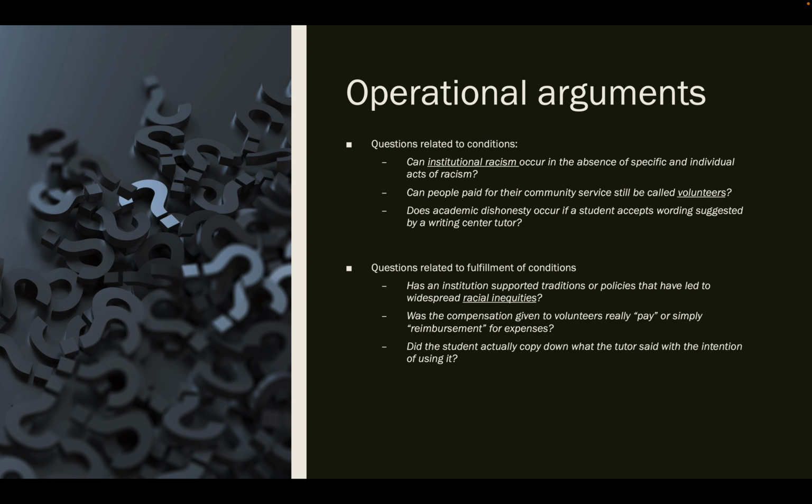And number three, did the student actually copy down what the tutor said with the intention of using it? So there, if they actually copied it down word for word and then specifically wrote that down, then maybe. But then we'd have to prove that. We have to look at the situation, and we have to look at how we define academic dishonesty and all that kind of thing, rather than just a tutor who was trying to help and the student took that help and then used it in their paper.